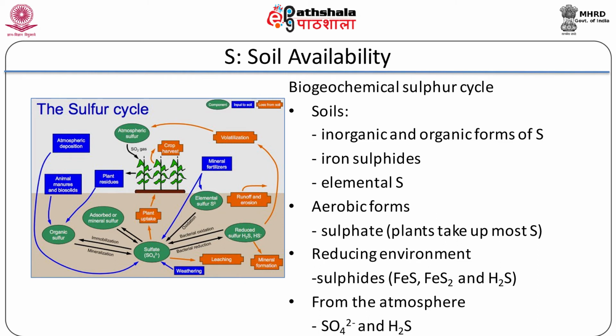In aerobic forms, sulfur is mainly present as sulfate, the form by which plants take up most sulfur from the soil. The reducing environment created by flooding can give rise to sulfides such as FeS, FeS2 and H2S. In addition to soil sulfur, plants can also extract it from the atmosphere where it occurs as sulfate and H2S. Numerous organisms are capable of oxidizing sulfides or decomposing organic sulfur compounds. Hence, sulfur deficiency is not a common problem.